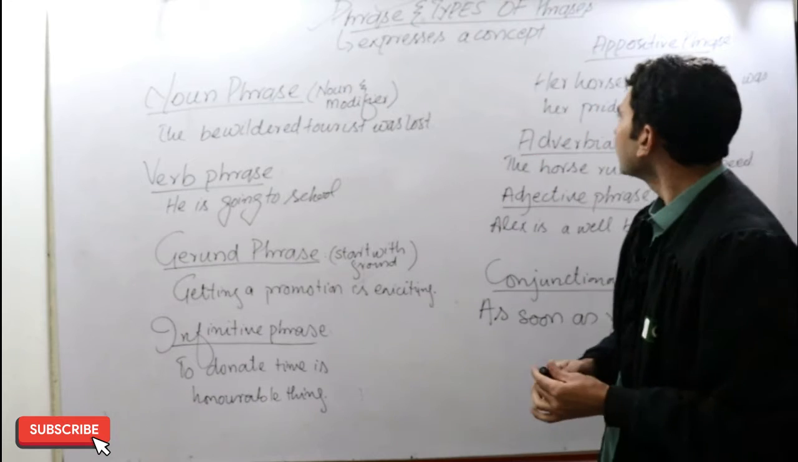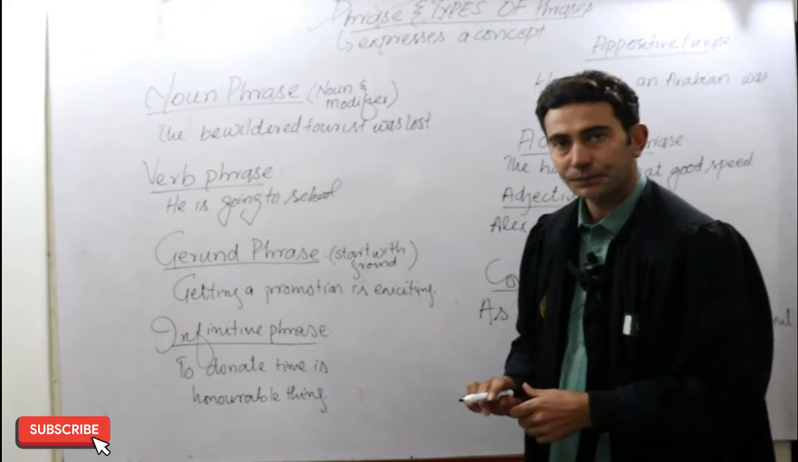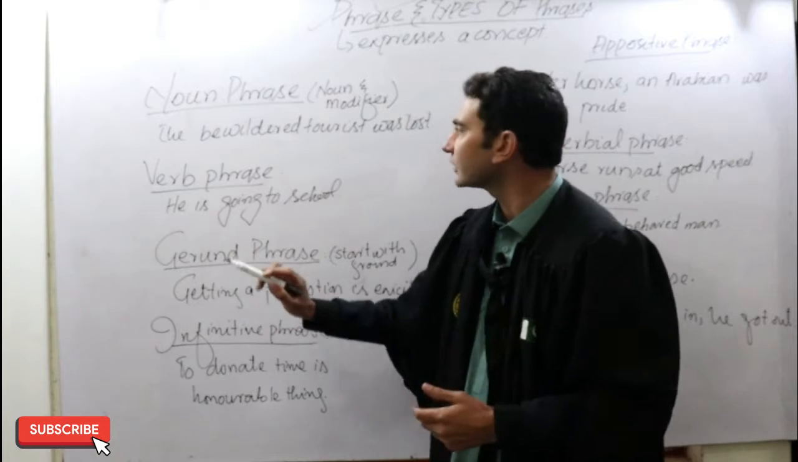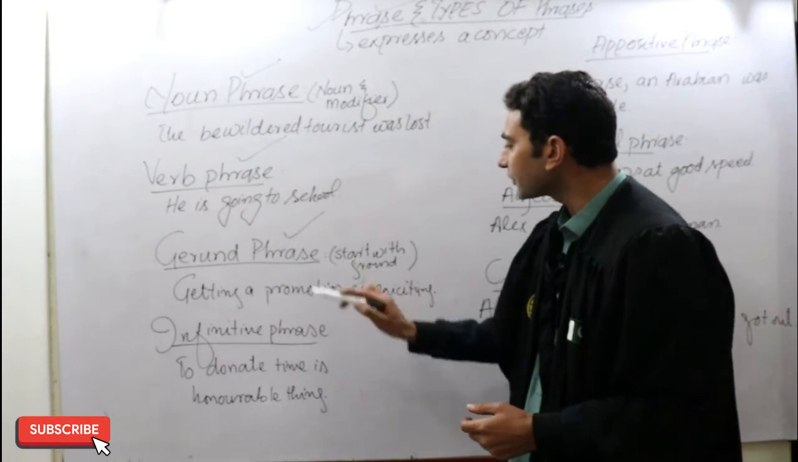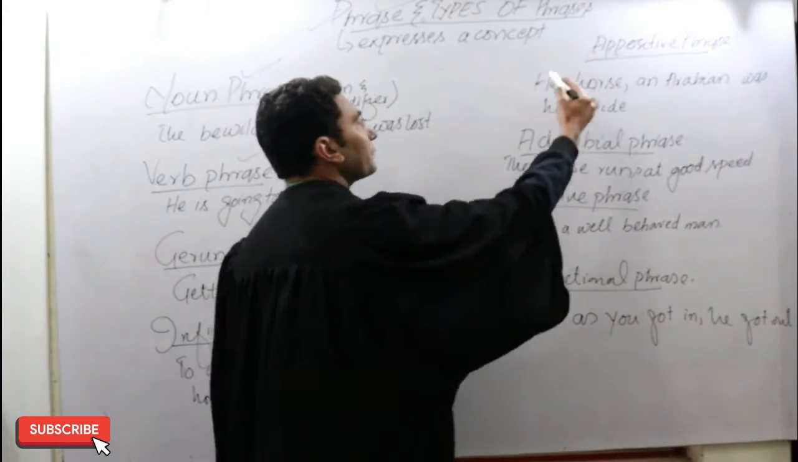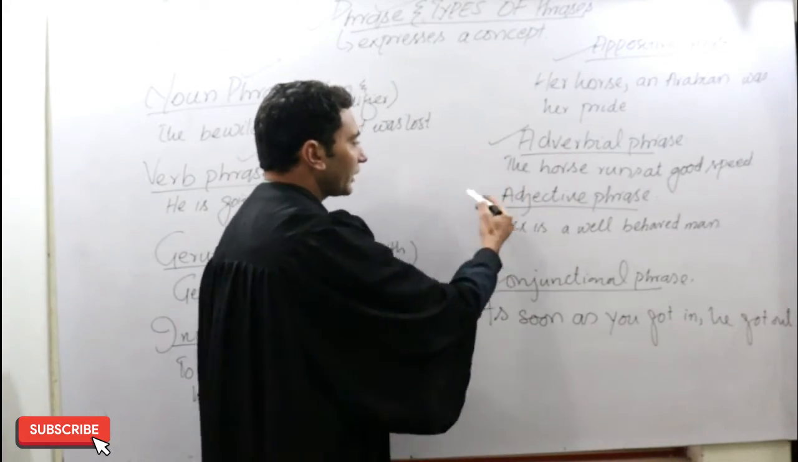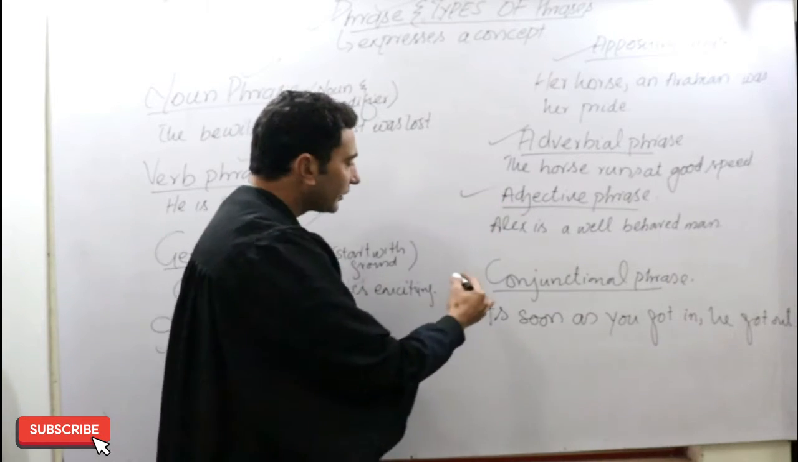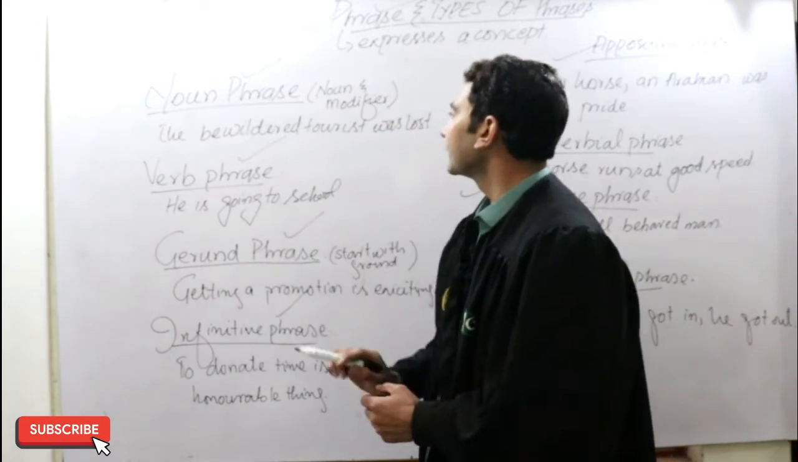Okay, now let us move on toward the different types of phrases that we have. We have the noun phrase, the verb phrase, the gerund phrase, the infinitive phrase, the appositive phrase, the adverbial phrase, the adjective phrase, and the conjunction phrase. Let us start with the noun phrase.